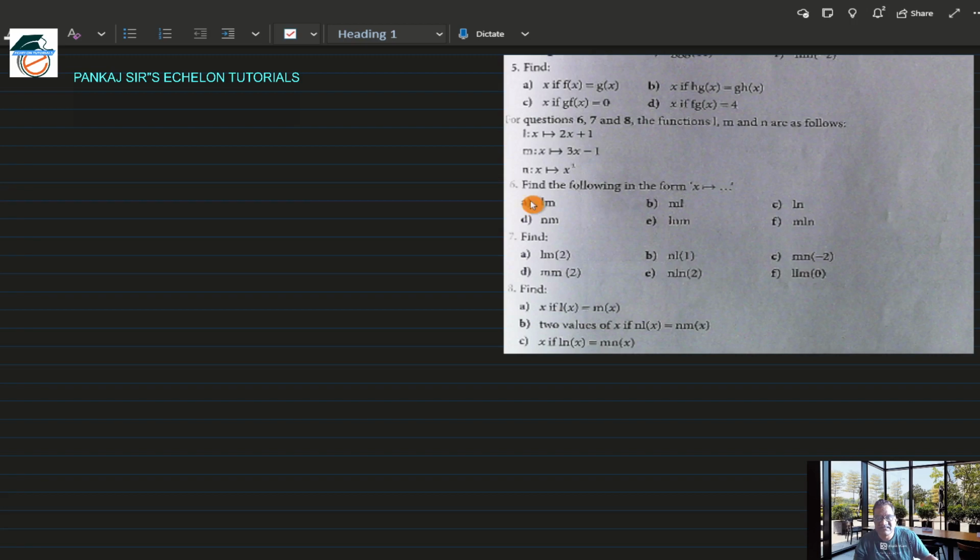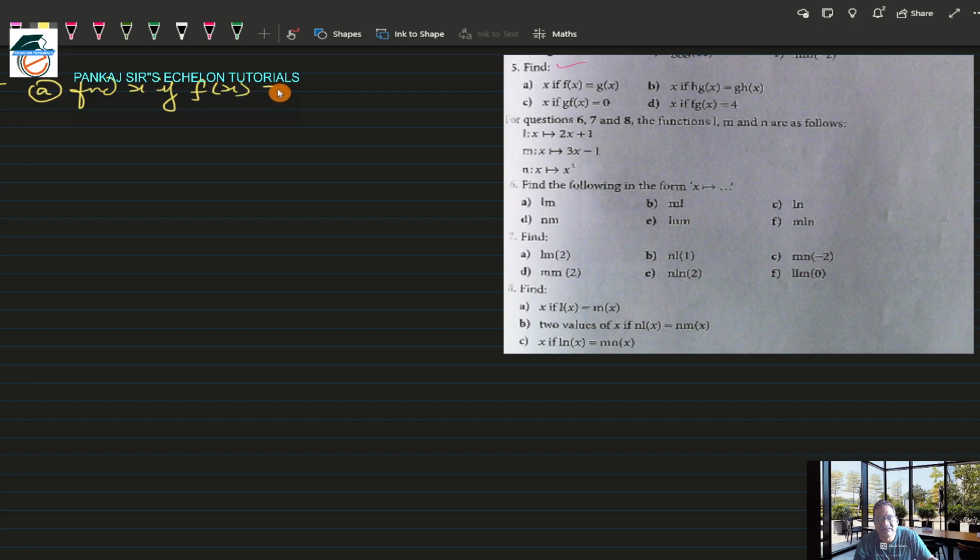So on the screen you can see this is question number 5. I'll write here question number 5, and sub question is A. What this question has to say is, you have A, B, C, D, and all the questions are: find X if f of X is equal to G of X.